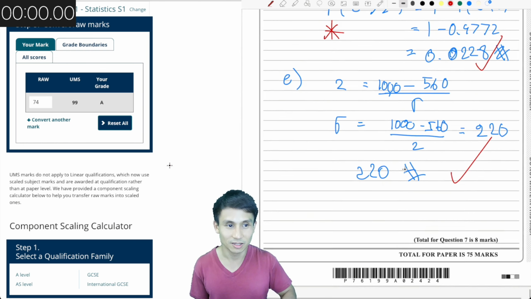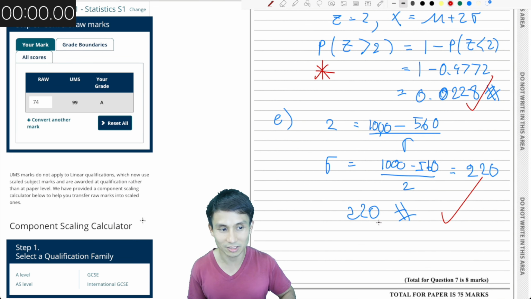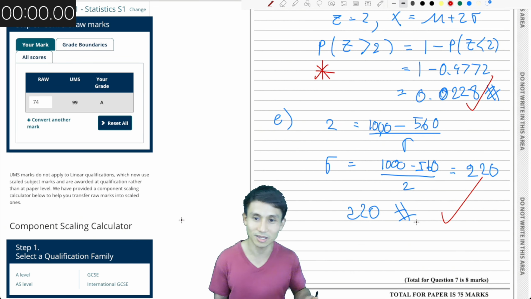And this farmer standard deviation thing here is quite large. That amazed me a bit, but there you go.